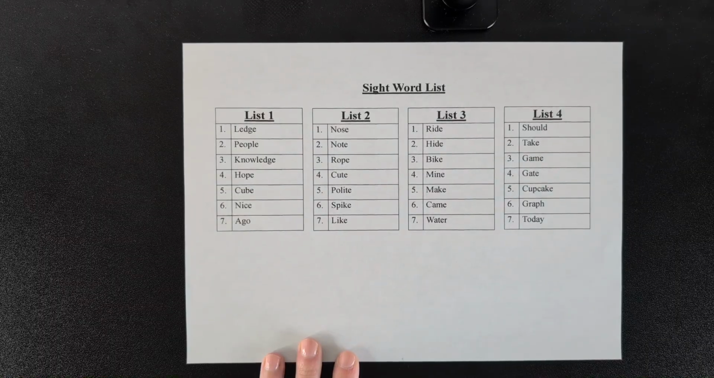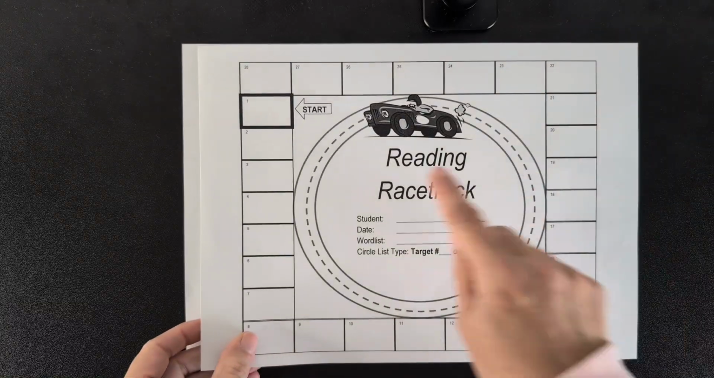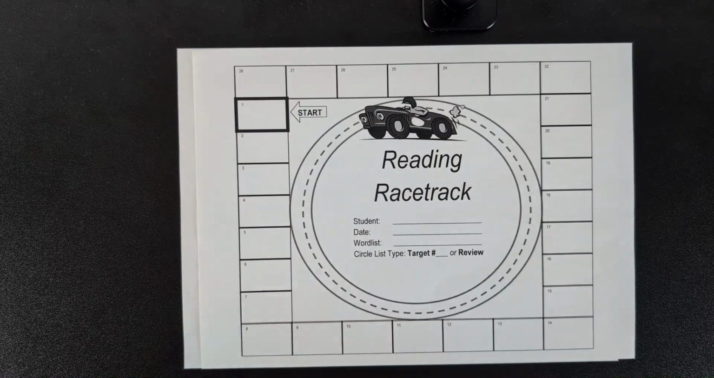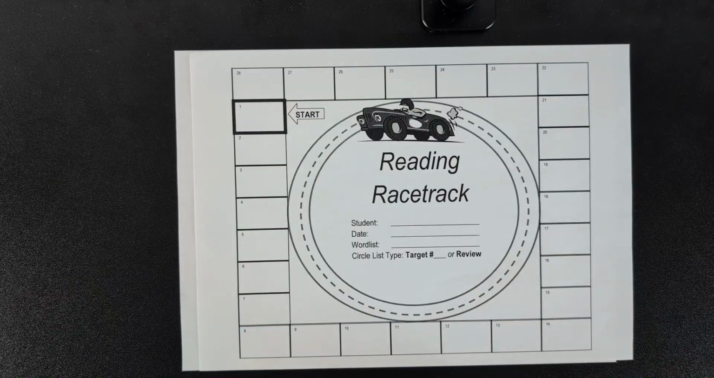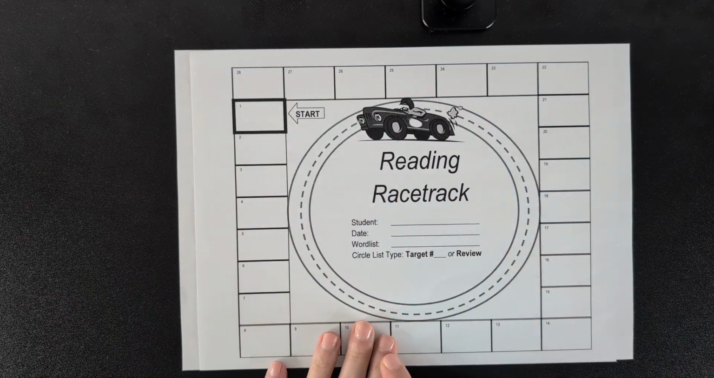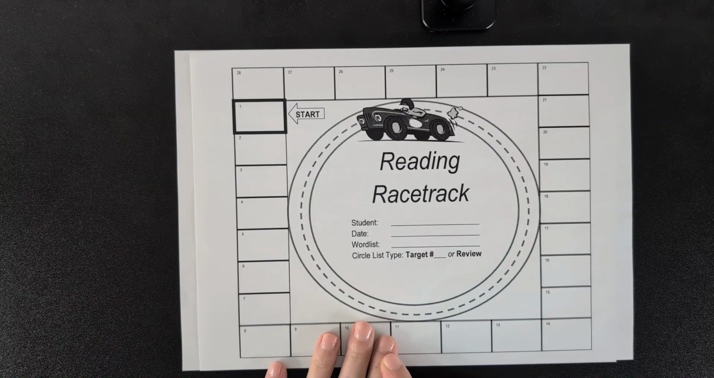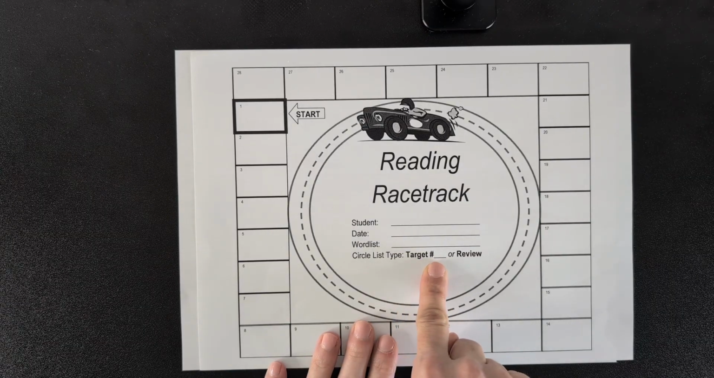no words are repeated. Next, the teacher will need 5 copies of the Reading Racetrack and 1 copy of the Reading Racetrack score sheet. The teacher will use 4 copies for the target versions, which they will use 1 word list per Reading Racetrack. In the middle of the page, you can see where it says target number. The teacher will want to number the Reading Racetrack sheets numbers 1 through 4.